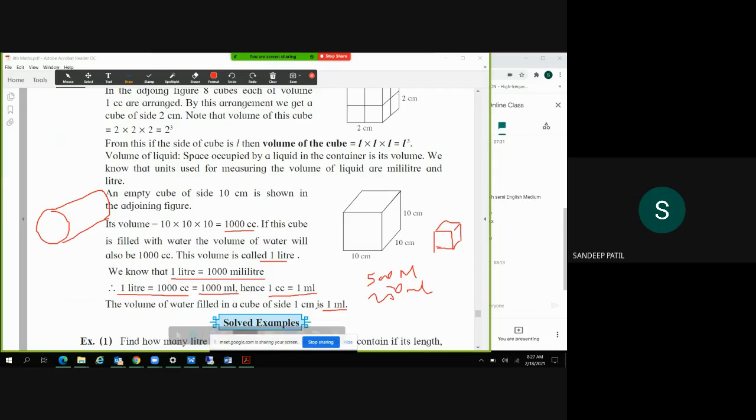And then we can calculate the volume of liquid which is filled inside that container, or in that cube or in that cuboid. Okay, so in this way we can calculate the volume of liquid and that shape as well. So this way we will continue.